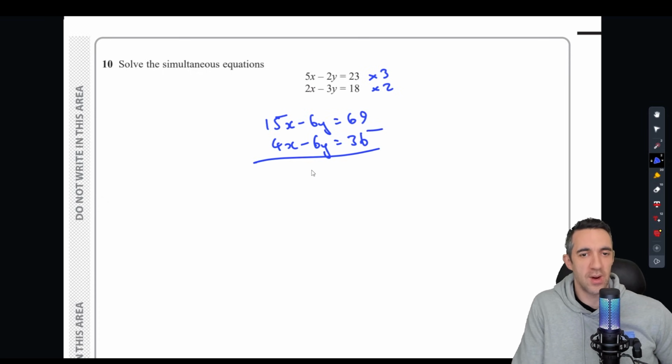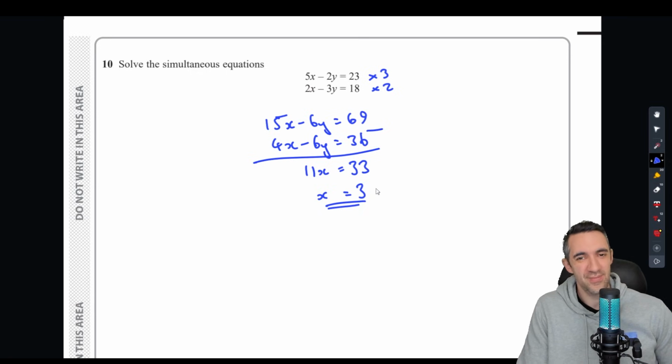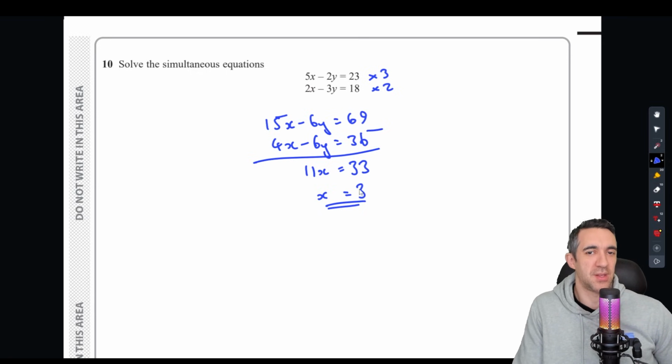So 15x take away 4x gets me, what, 11x. The 6y's disappear. Awesome. And 69 minus 36 gets me, it's going to work out nicely. Remember, non-calculator paper, we're expecting all these numbers to work quite well. So we get x equals 3. That's normally 2, right? So up to that point, because we've got half our answer, because then we need another mark, which will come from subbing 3 back in to try and find out what y is. So we just need to make a little mistake here.